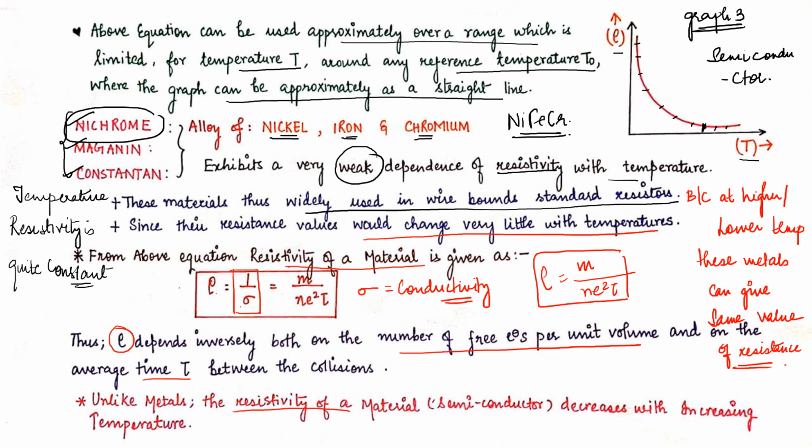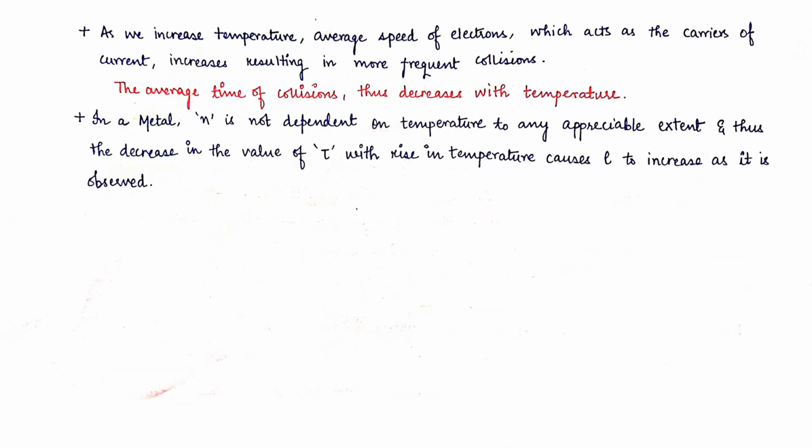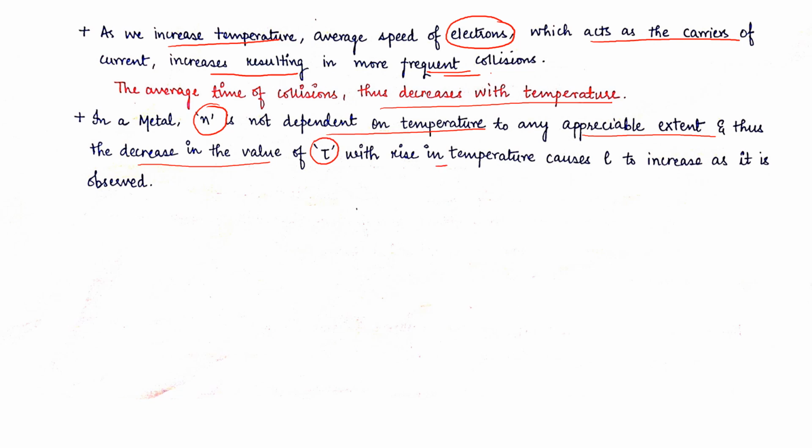Unlike metals, the resistivity of a semiconductor decreases with increasing temperature. As we increase temperature, the average speed of electrons, which act as the carriers of current, increases, resulting in more frequent collisions. The average time of collision thus decreases with temperature. In a metal, n is not dependent on temperature to any appreciable extent, and thus the decrease in the value of tau with rise in temperature causes rho to increase, as is observed.